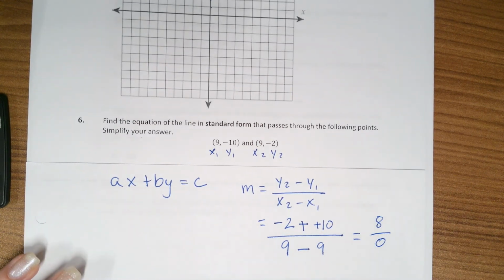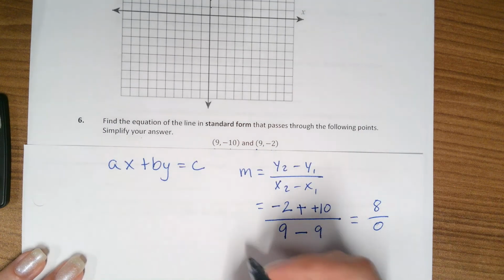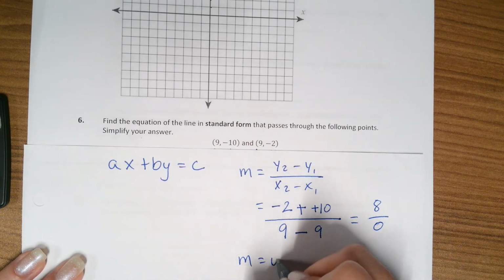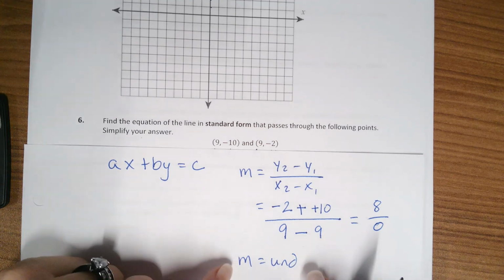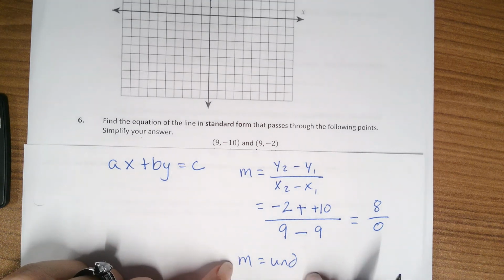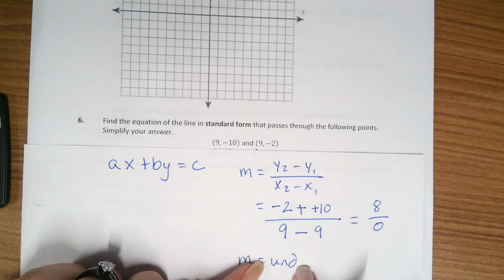Now, we can't ever divide by 0. This gives us something that's undefined. So my slope is undefined. What that tells me is we have a horizontal line. A vertical line, not horizontal. We have a vertical line. If we came up with the slope being 0, then we would have a horizontal line. But since the slope is undefined, we have a vertical line.